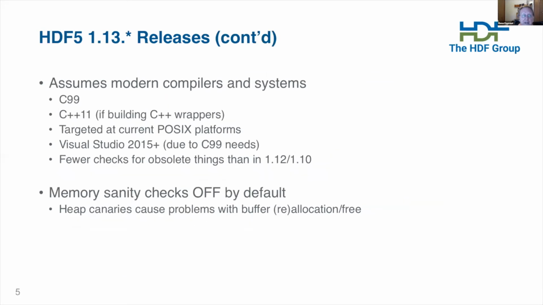Some major changes are coming in the new major release. First of all, to eliminate many warnings and to make it simpler, we now assume modern compilers and systems, and you see this listing here. And memory sanity checks are now off by default when we do releases, but be aware when you're using the develop branch directly and you build it by default, those sanity checks are on, and this is a long-standing problem for people who create HDF5 plugin filters, because there can be memory mismatch. So make sure if you're using the develop branch, you disable those sanity checks. Otherwise, you should be good.